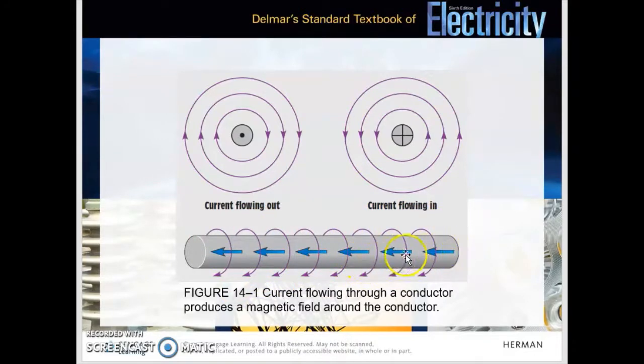Now when current flows in one direction, let's say this is flowing out when we're going right to left, the magnetic field rotates in one direction. If the current is now going from left to right, the magnetic field changes direction. There is a way to determine which direction the magnetic flux goes in relation to the direction of current, but you won't be tested on this, so I will not cover it in any great detail.